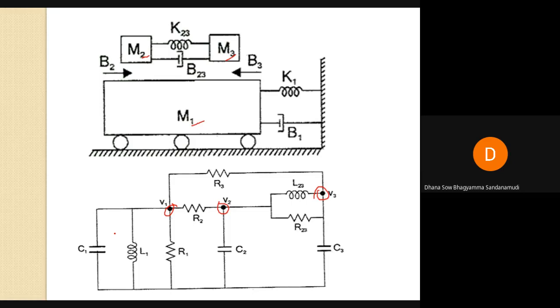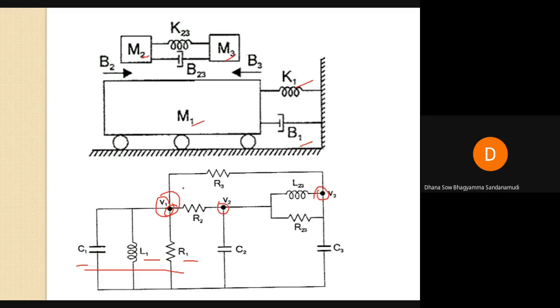Another term is K1 and B1. What is K1? K1 is 1 by L, and B1 is 1 by R. So 1 by R1, of course, 1 by L1, of course. In nodal analysis, they must be connected in parallel. So all these three elements should be connected in parallel to node 1. M1 is not the node, of course.